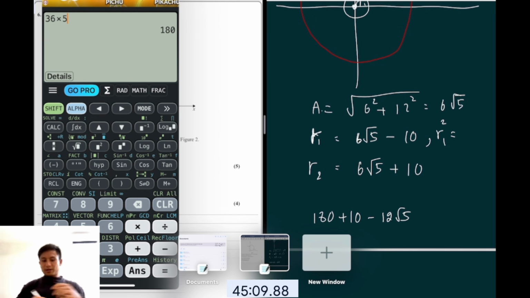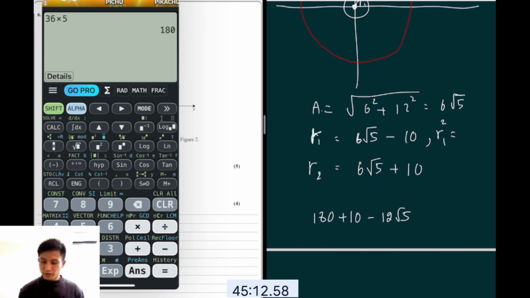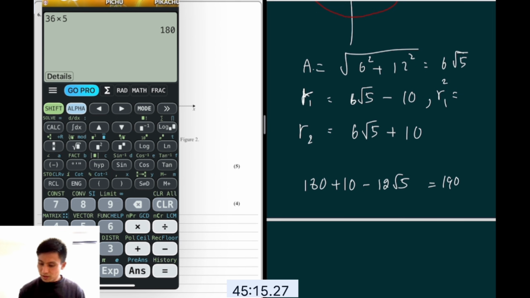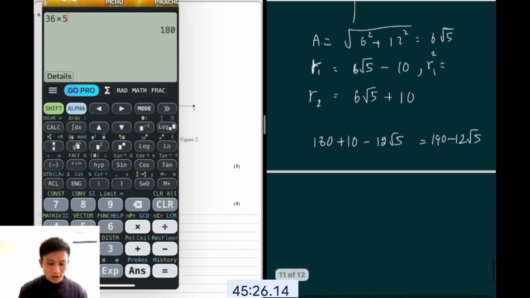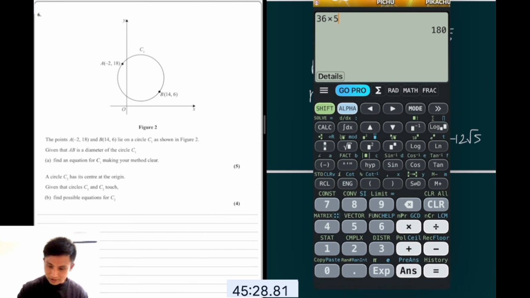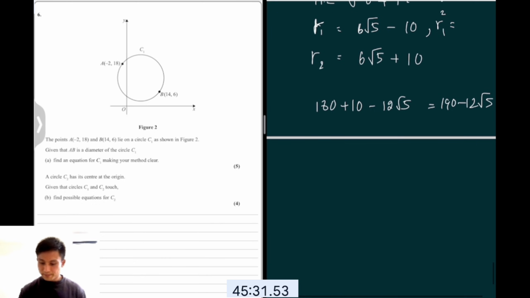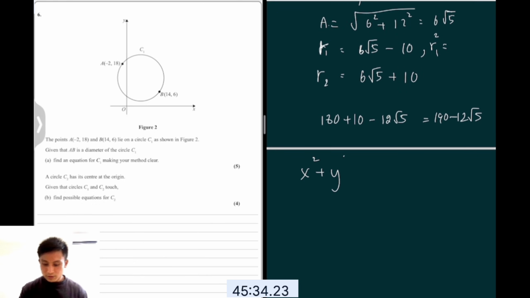Okay, I am back, sorry. So, where were we? So if we square R1, we get this, which is 190 minus 12 root 5. That means if it was R2 squared, it would just be 190 plus 12 root 5. That means the 2 possible equations for C2 would be x squared plus y squared equals 190 plus 12 root 5, or x squared plus y squared equals 190 minus 12 root 5.